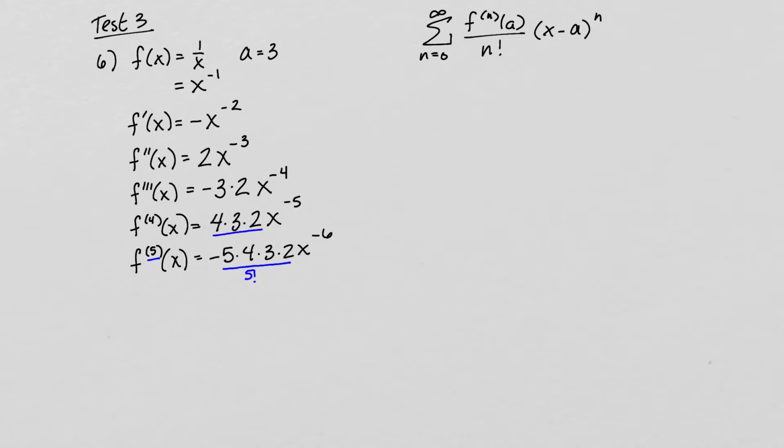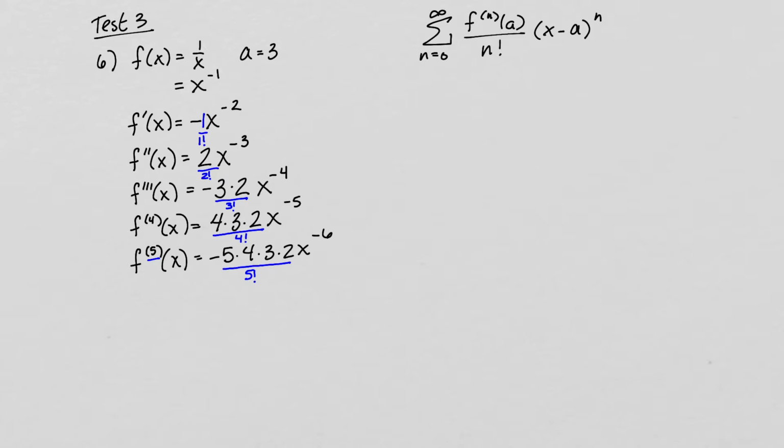Here I have 4 times 3 times 2, so that's the same as 4 factorial. Here I have 3 times 2, so that's the same as 3 factorial. And here I have just a 2, so that's the same as 2 factorial, right? And technically, here I have a 1, and that's the same as 1 factorial.